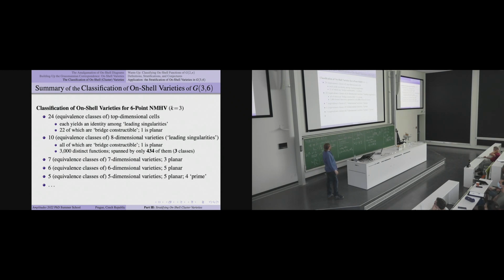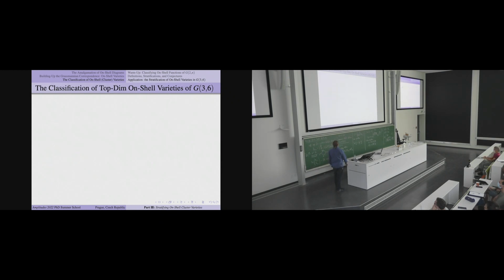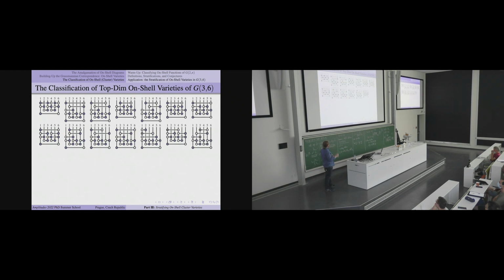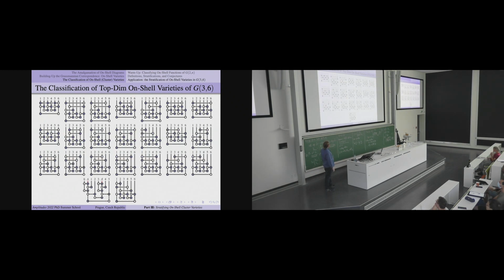And we enumerated all of this in a paper. I just want to briefly show you what these things look like, and that'll basically be the end of this. The first claim is that we gave closed formulas for all of these different top-dimensional forms. So there are 24 pictures.